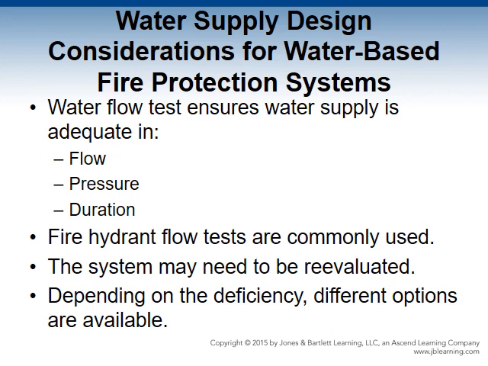Many times, flow testing reveals one or more of these variables as deficient for the required demand. Further testing might help to determine if there are impairments to the system or if the system needs to be reevaluated. Depending on the deficiency, different options are available, such as increasing the size of the system piping to provide more flow, installing water storage tanks to provide supplemental water to improve duration, or installing a pump to boost the water pressure.